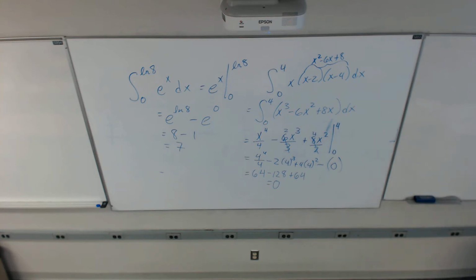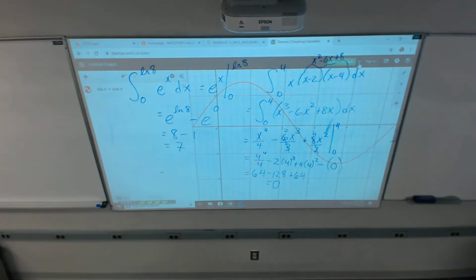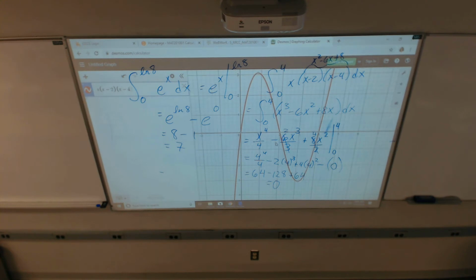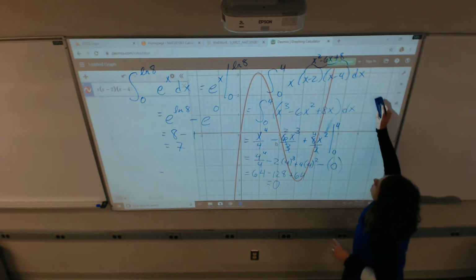I must have the same amount of area above as I have below. So let's take a look at it. And I'll put this one in. It was x minus 2, x minus 4, between 0 and 4. There it is, with all of my writing on top of it.